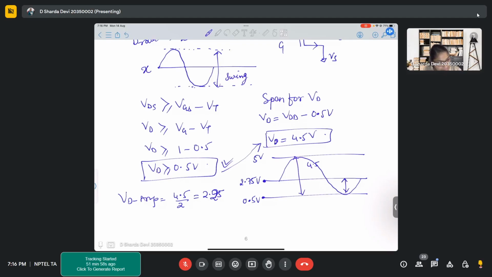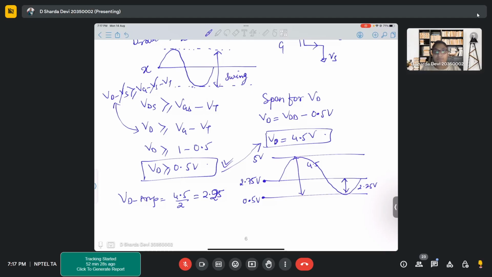Ma'am, how did we get that VD greater than or equal to VG minus VT? This is the basic condition for saturation of a transistor, right? That is VDS greater than VGS minus VT. It is VD minus VS should be greater than or equal to VG minus VS minus VT. We have removed VS from both the sides, right? Okay, ma'am, thank you. That's how we get it.